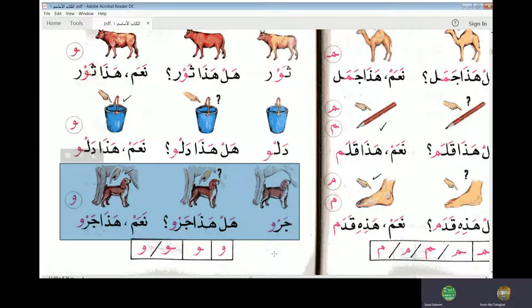Okay, continue. Is that Jarvun? Jarvun? Yes. But that isn't a dog, is it? Is that a dog? It is a puppy. Oh. Jarun. Okay. Jarun, hal hadha jarun? Naam, hadha jarun. Puppy, this is a puppy. Yes, this is a puppy.